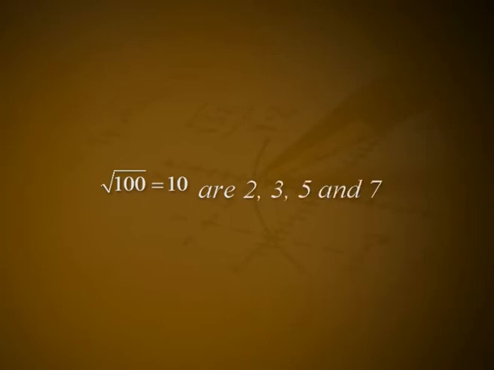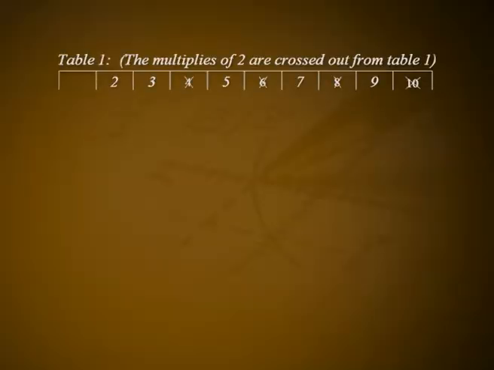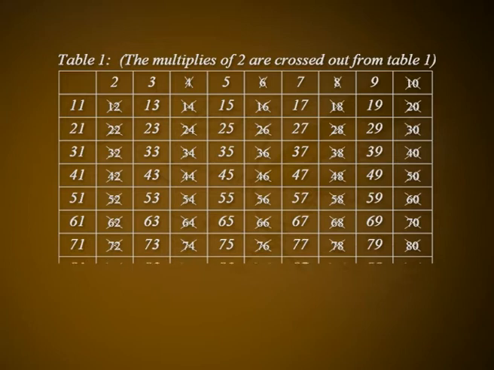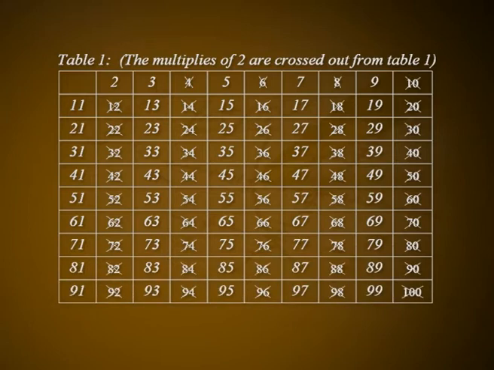Solution. Consider a sequence of consecutive integers 2, 3, 4, etc., up to 100. We have to consider all multiples of p where p is a prime and p is less than or equal to root 100, which is equal to 10. The primes up to 10 are 2, 3, 5 and 7. Taking the first prime 2, we begin by crossing out all even integers from our listing except 2 itself. Table 1. The multiples of 2 are crossed out from table 1.